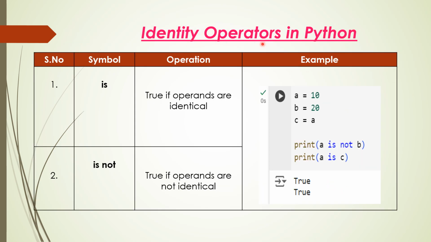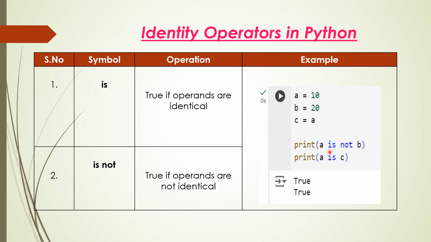And next is identity operators. Identity is where I'm checking whether it is equal or not. So if I put A is C, yes, it is true here because A equals 10, and I am putting C equal to A, so both are equal, so it is true. And is not checks whether they are not identical. If they are not identical, then it is true.